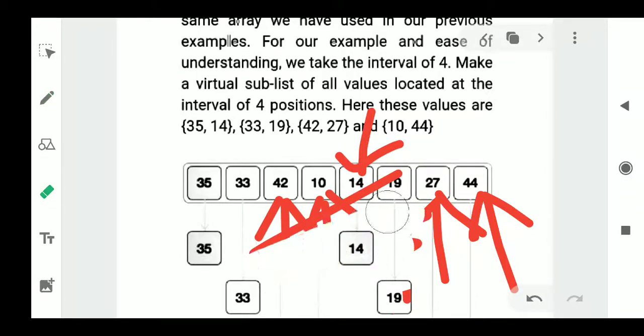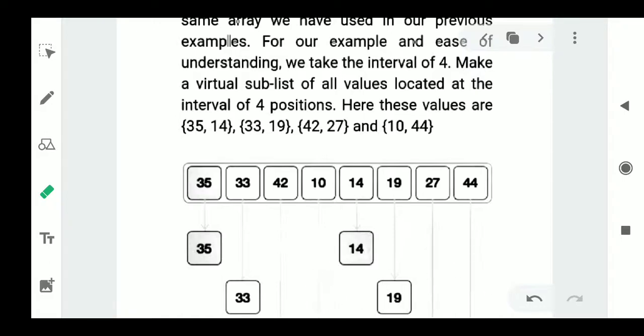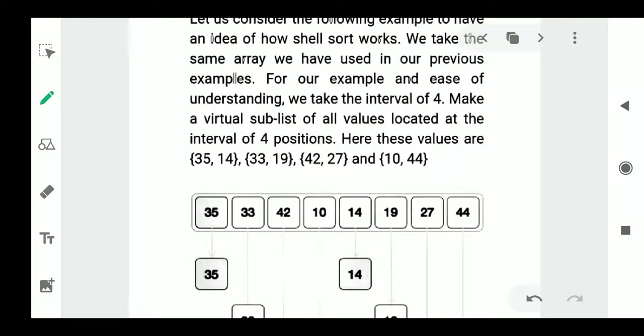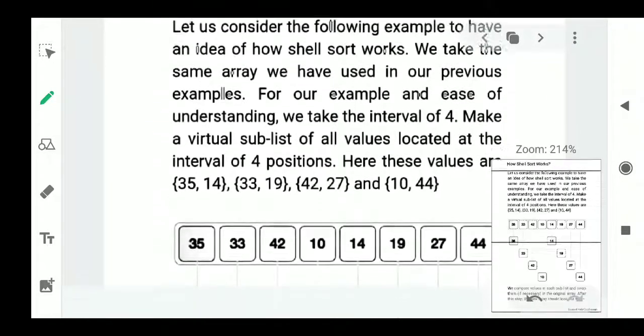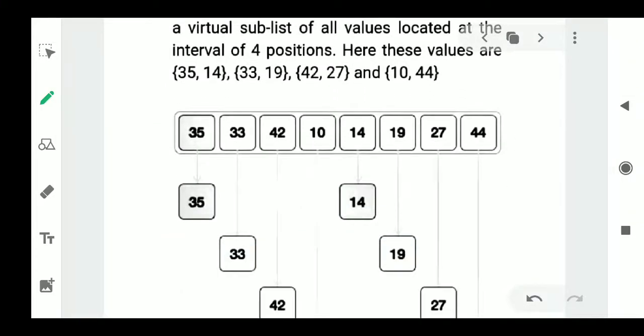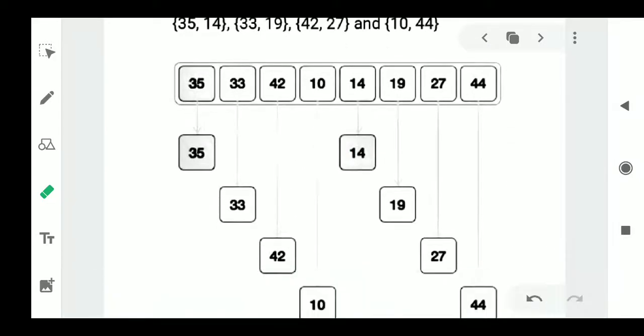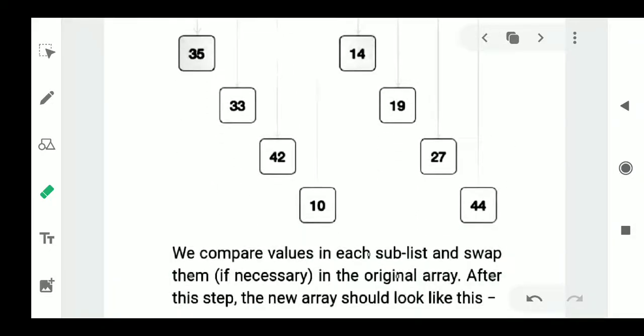After that, we will reduce the interval to 3. Let's see, first we have seen the interval of 4, and how we sort elements using the interval of 4. First we compare 35 and 14. They are not in order, so we will swap the elements. After that we compare 33 and 19. They will also be swapped. Then 42 and 27, 10 and 44, like that. All the elements will be compared and swapped as necessary.